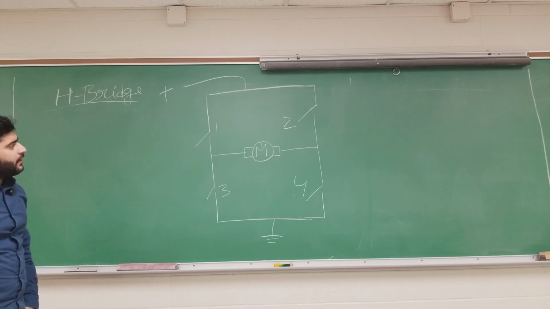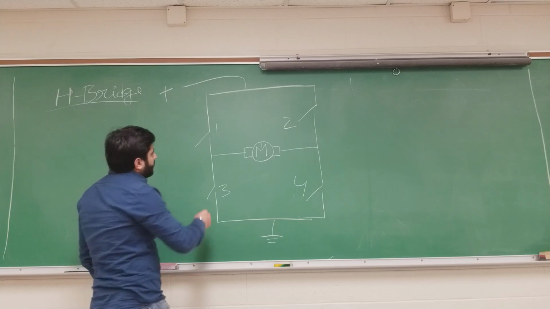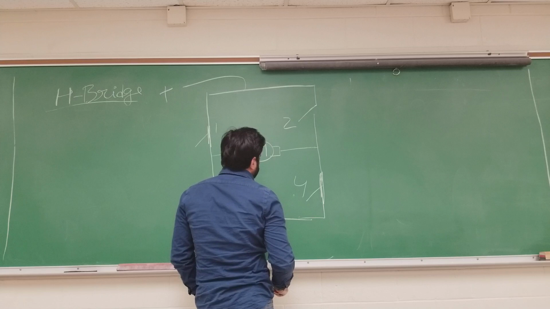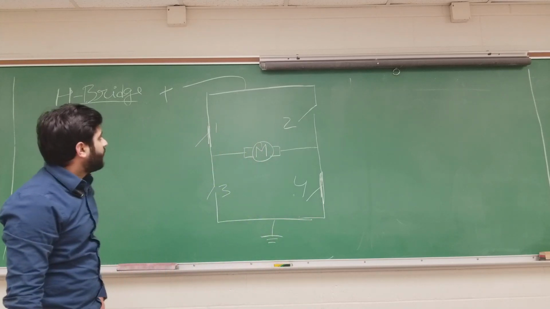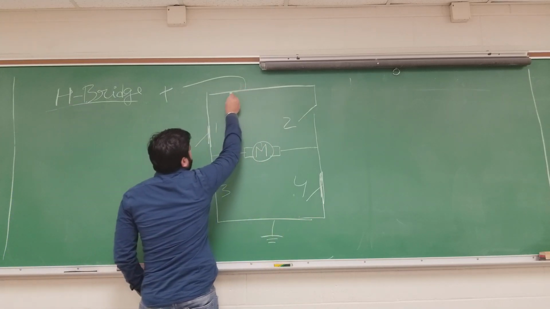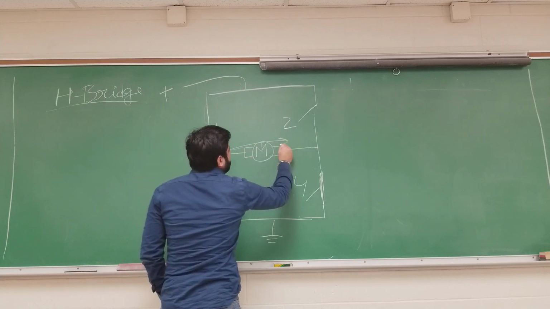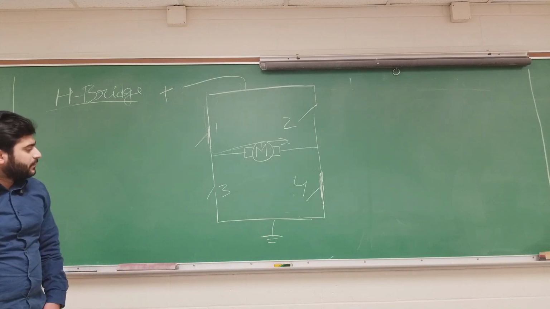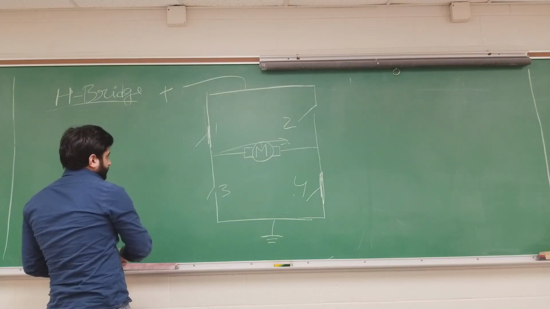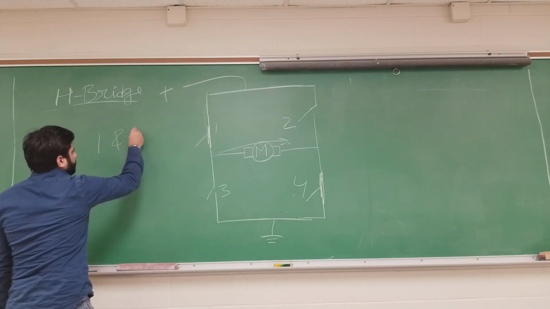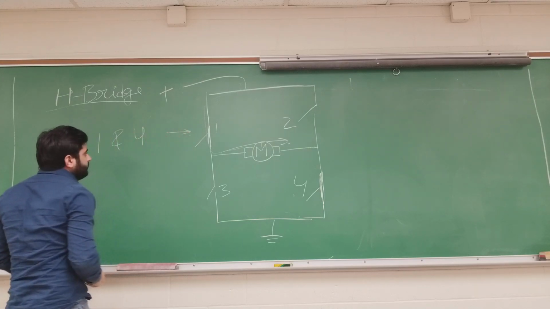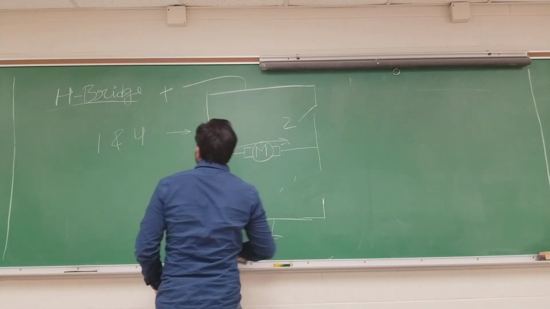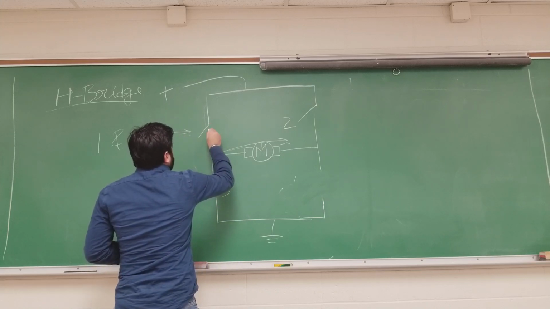If I short 1 and 4 terminals, so if I short this terminal and this terminal, what is going to happen? I would have a current flowing in this direction, it will go to ground. So 1 and 4 leads to this direction, and the other direction.